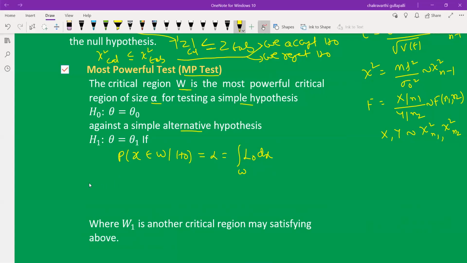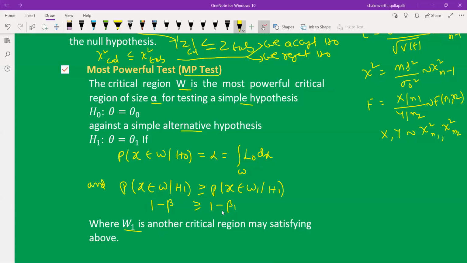Now here, the probability of X belongs to W under H1 is greater than or equal to the probability of X belongs to W1 under H1. Here we reject H0 when H1 is true. Reject H0 when H1 is true means what here? 1 minus beta is greater than or equal to 1 minus beta 1. What is W1? W1 is another critical region satisfying the above. This sample statistic belongs to the critical region when H1 is true, which is called the power of the test.